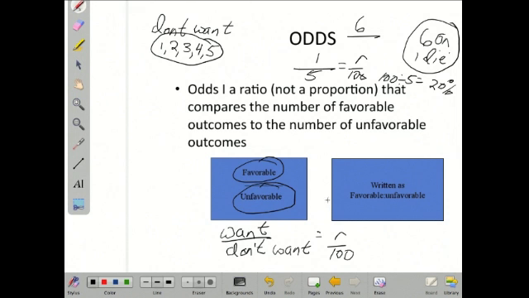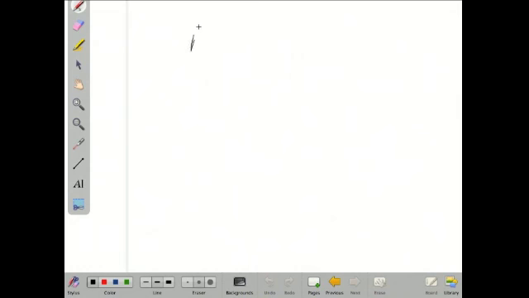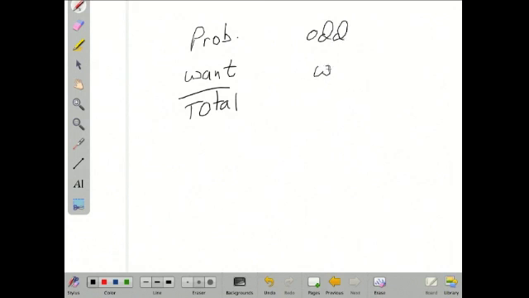So in closing, when we talk about odds and probability, probability is what we want over our total. And when we talk about odds, it's what we want, our desired outcome, over what we don't want. And that's the difference between probability and odds.